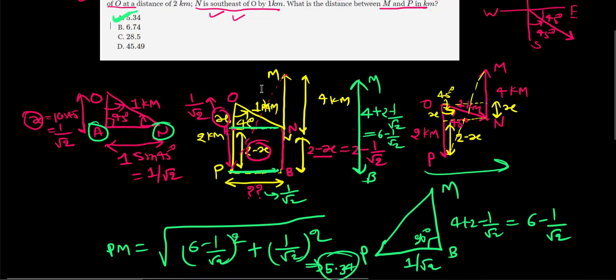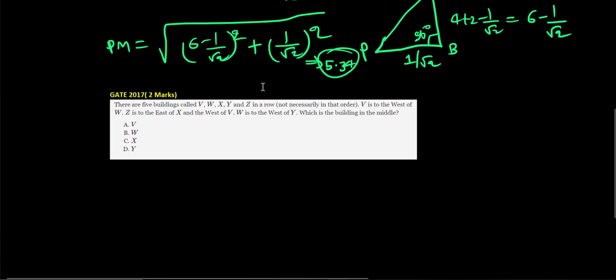Now let's do one more example which I have written. This is from GATE 2017. This was asked for 2 marks also. The question is that there are 5 buildings V, W, X, Y and Z in a row, but these are not necessarily in that order. Now it is given that V is to the west of W. So V is west of W.